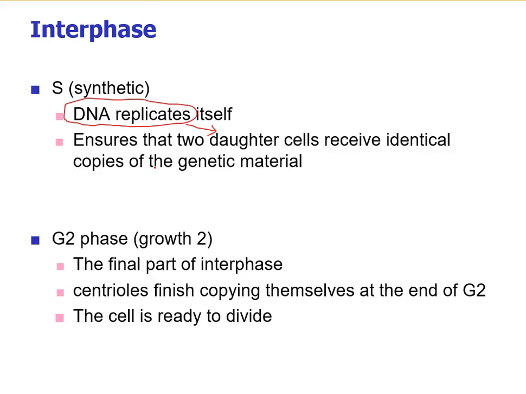Okay, and then let's go to the final part of the interphase, G2, or growth 2. It's like the cell's last minute preparations before the big event, which is division. It's the final stage of interphase. During the second gap phase, or growth phase, the cell is still growing and making proteins and organelles. Centrioles finish copying themselves at the end of G2, and then we can say by the end of G2 the cell is ready to divide.